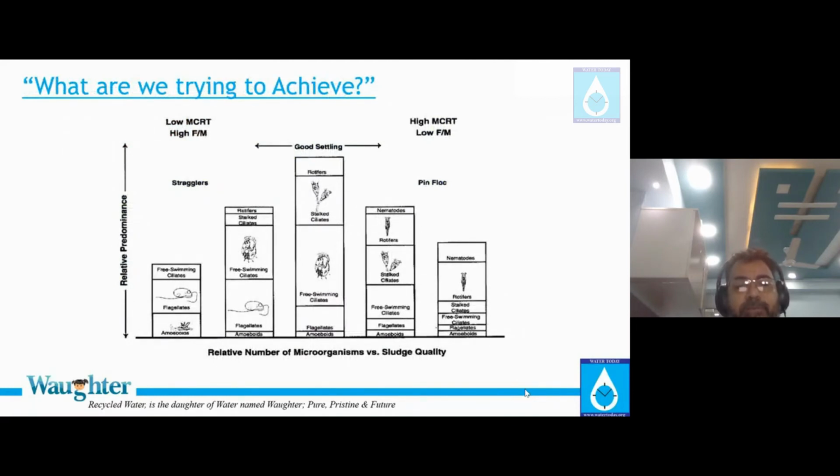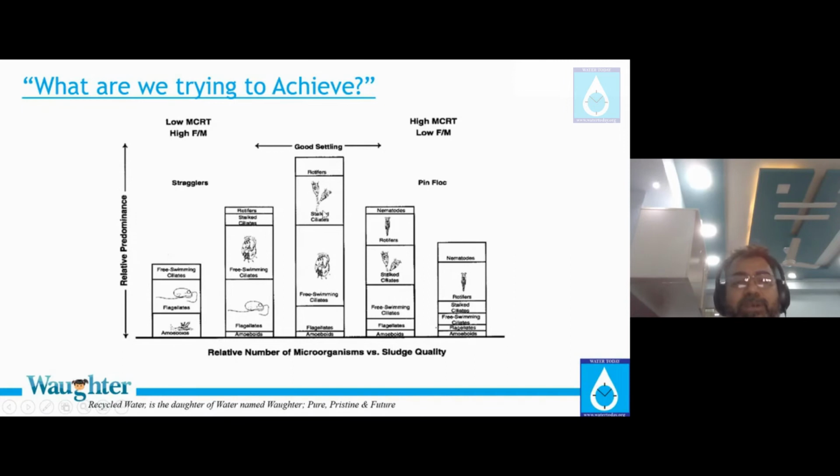You look at this particular slide. This is a slide which I love. The more I hold the biology, different kinds of species are going to appear, so free swimming kinds of organisms. This shows relative numbers of microorganisms versus sludge quality and relative predominance. So this is the good settling range, where you should have a sufficient quantity of rotifers and a lot of free swimming ciliates, and this is something with microbiology terms.